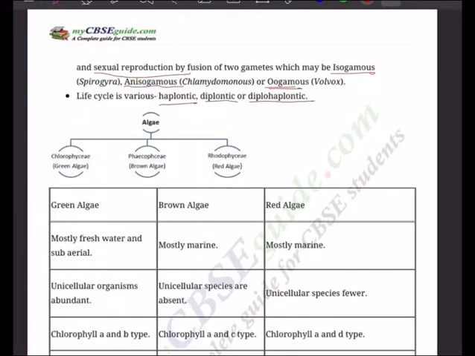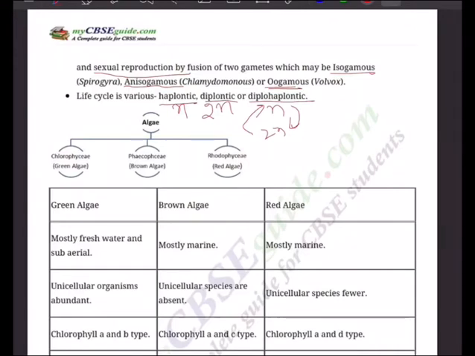The word haploid means one set of chromosomes, like N. N number of chromosomes only will be present throughout the life cycle. Diplontic, di means 2N. And diplohaplontic: in the whole life cycle, sometimes it will be N followed by 2N, and 2N gets reduced and formed by N. Then we say the life cycle is diplohaplontic.